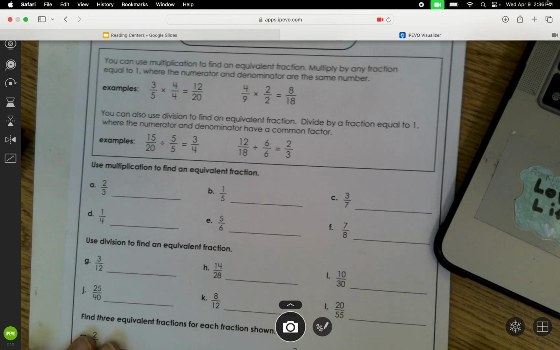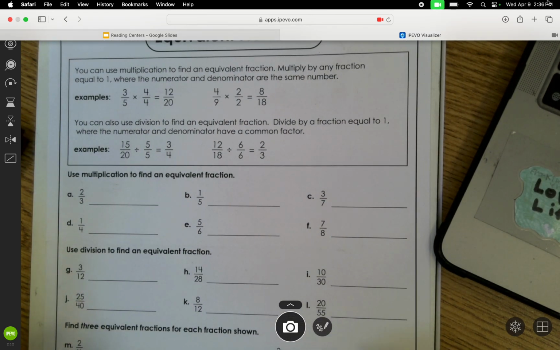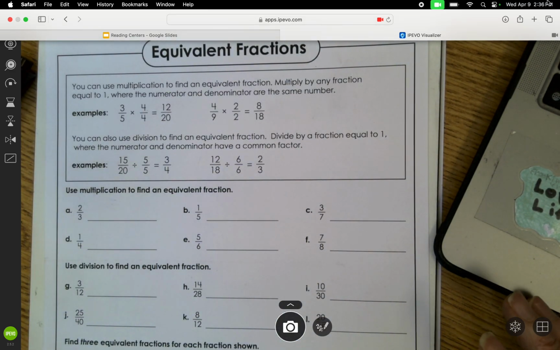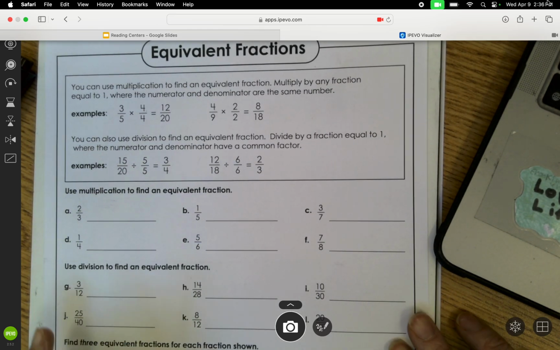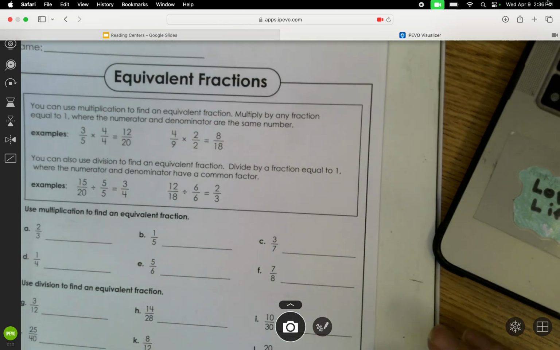Okay, I'll do some with you, and then you'll do the rest on your own. I'm going to do it on the smart board, I could do it here actually. That's fine. And there's pretty much enough room. You can work off the back of your worksheet.